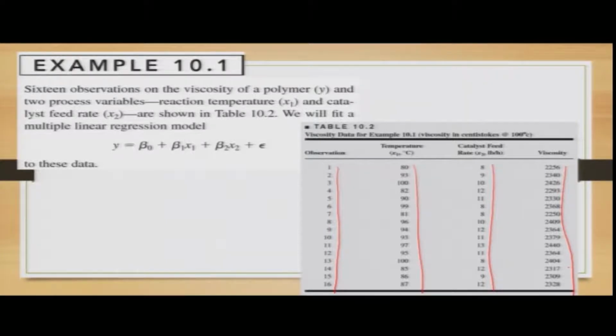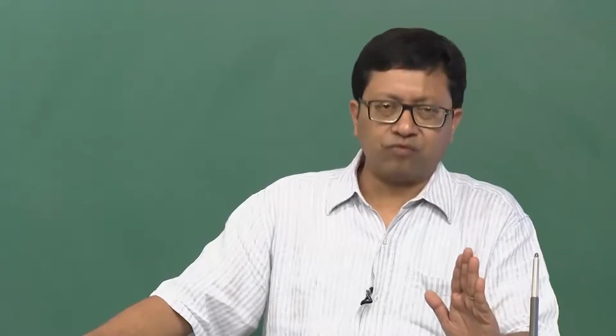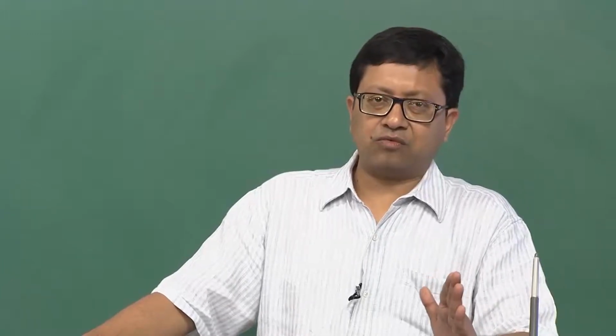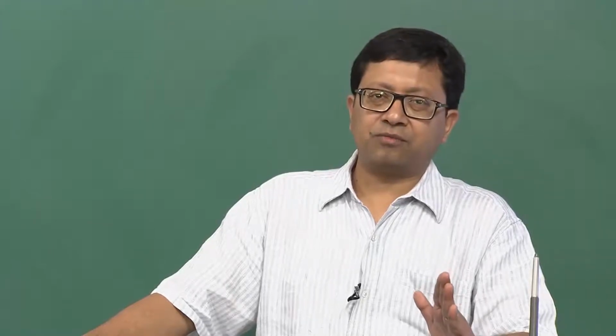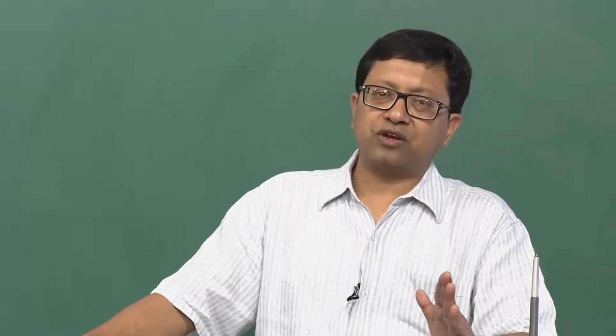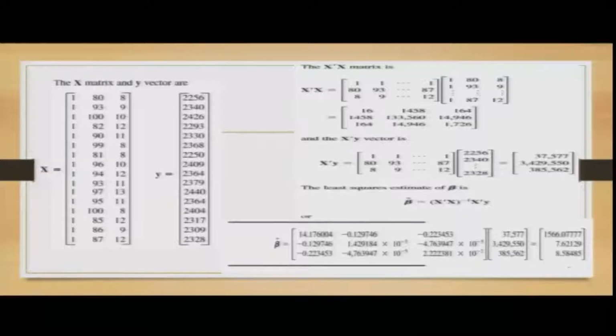And when we have this, the matrix X, if you remember, because there is beta naught, the first column would be ones. So how many ones? They would be 20 observations. And the observations in the second column would correspond to x1, the observations in the third column would correspond to x2, and the y's are the centi-Stokes values of the viscosity starting from, as I mentioned, 2256, which is the first value, y1, till y20, which is 2328.